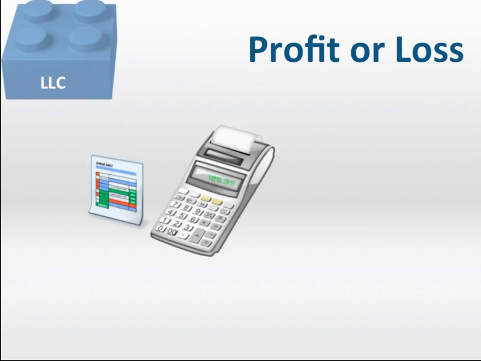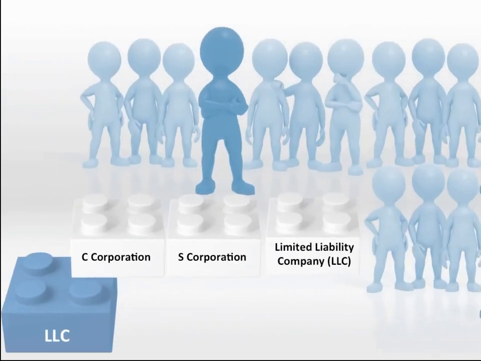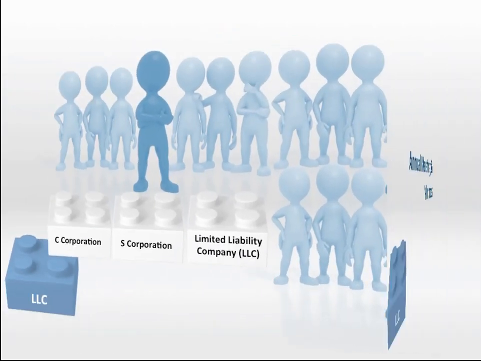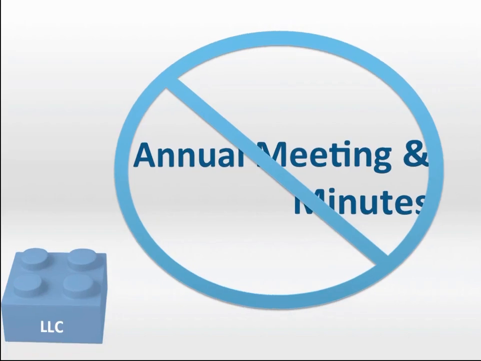LLC owners report their share of business profit and loss on their personal tax returns, similar to reporting for a general partnership or S corporation when you elect the partnership status. Owners can report profit and loss on their individual tax returns if they've elected the partnership status as well. There is no limit to the number of shareholders or who those shareholders are in most states. They're not required to hold annual meetings or have meeting minutes for asset protection purposes, although it's still recommended from the viewpoint of taxes and raising capital.